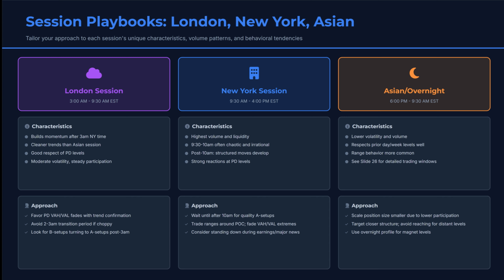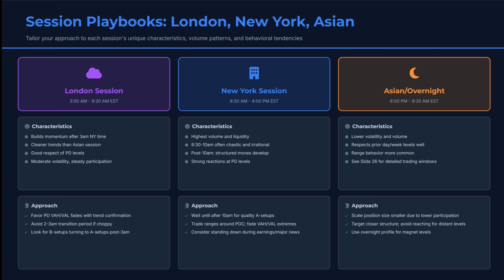Characteristics of the London session. First, it builds momentum after 3 a.m. New York time. The first hour or two can be slow, especially from about 2 a.m. to 3 a.m. when you're transitioning out of the Asian session and into London. But once 3 a.m. hits, you start to see real participation and directional moves develop. This is when European traders are fully engaged and you get cleaner price action.